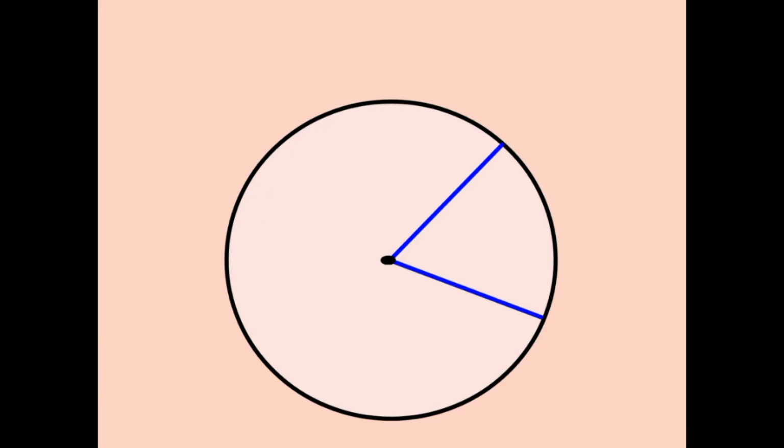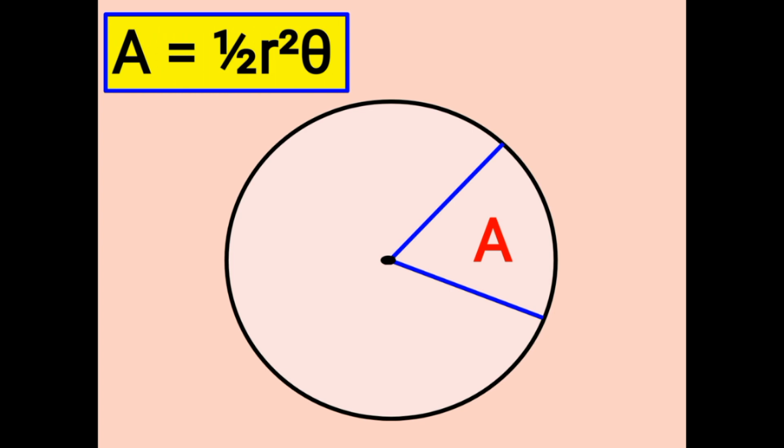In a sector of a circle, to find the area A of a sector, we use the formula A equals half r squared theta, where r is the radius of the circle and theta is the angle in radians contained by the sector. Now, let's take this example.